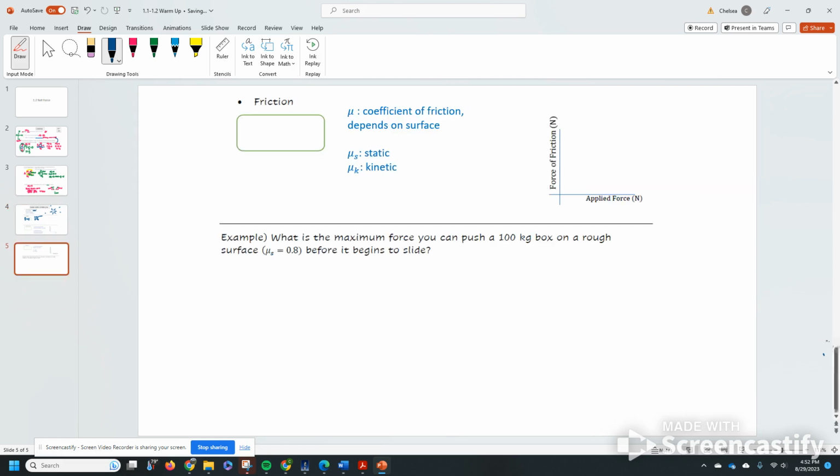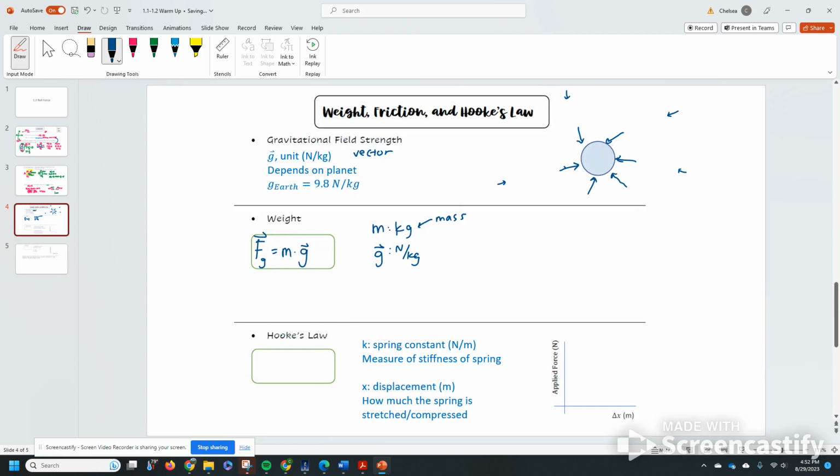Last one on this page, Hooke's law. So Hooke's law is to calculate spring force. So spring force is equal to negative kx. That's a lowercase k if you can't read that. So k is the spring constant. It's measured in newtons per meter. And this is the stiffness of the spring.